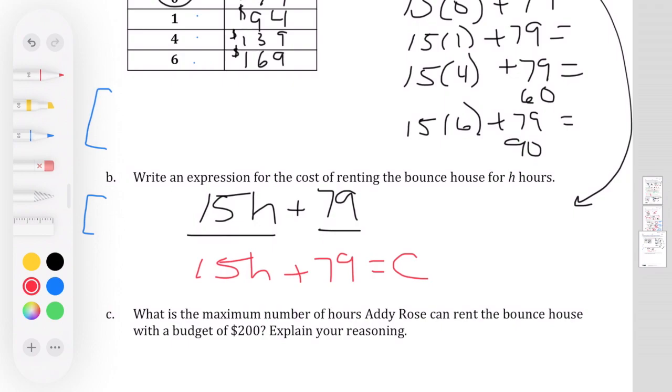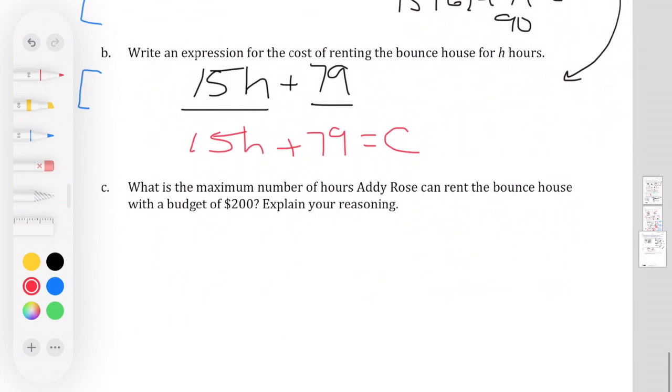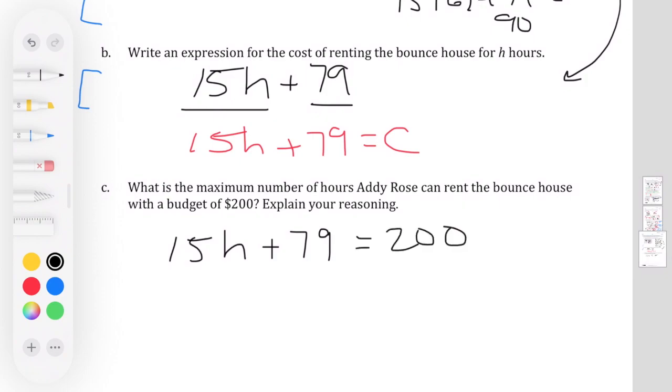Then part C, we need to be able to use that expression and convert it into an equation where we set it equal to 200, because $15 an hour plus our $79 fee, and we have to set it to $200. The reason we set it to 200 is because that is our budget right here. So budget of $200.